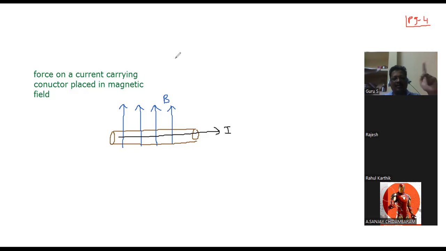Appo automatically third finger na enna paathu varum? So force towards me. Wire enna agum? Enna paathu move aarambikum. So the wire starts moving towards us along x axis. This is force. Clear?